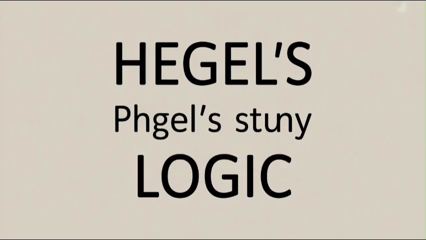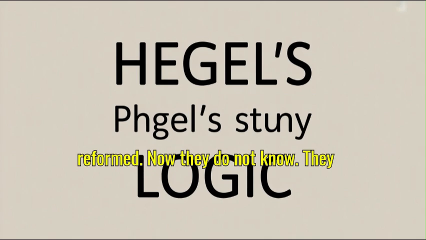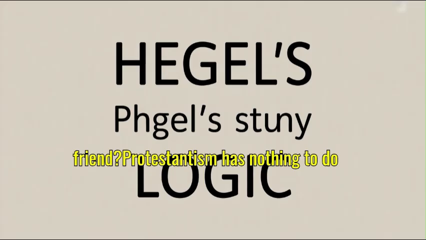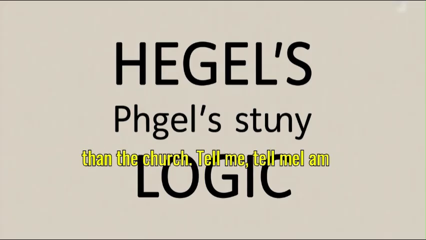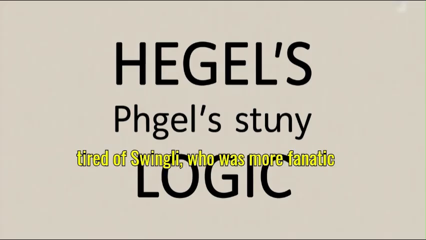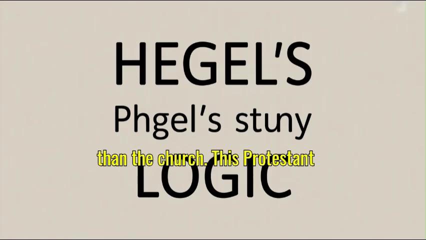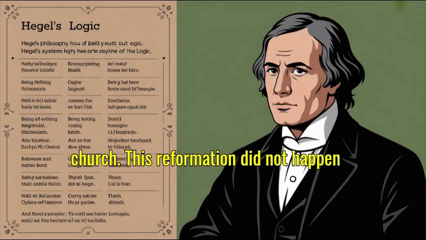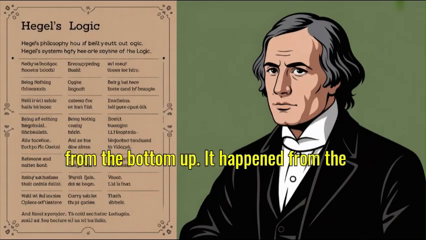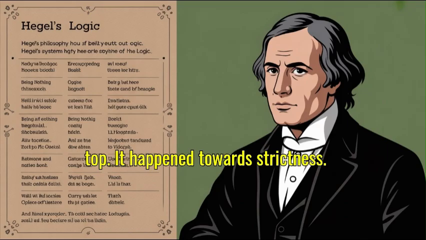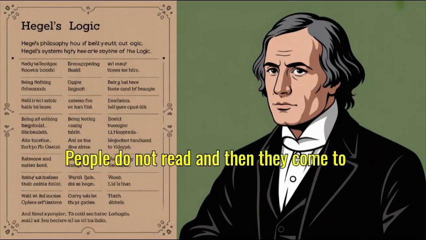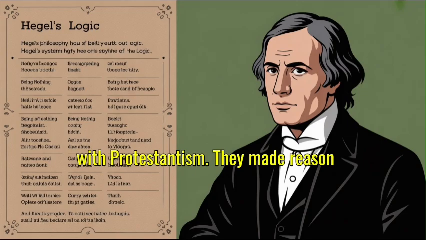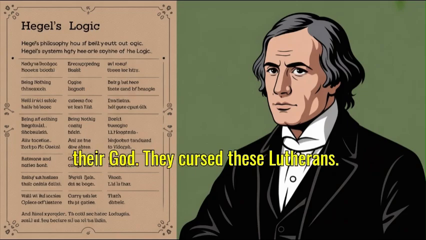Religions are not reformed. Many people think that Christianity was reformed. Now they do not know. They think that, friend, what should I say, friend? Protestantism has nothing to do with religion. Luther was more fanatic than the church. Tell me. I am tired of Zwingli, who was more fanatic than the church. This Protestant religion, which came in the beginning, was more fanatic than the Catholic Church. This Reformation did not happen from the bottom up. It happened from the top. It happened towards strictness. People do not read, and then they come to debate. Reformation is not a religion. Reformation has nothing to do with Protestantism. They made reason their God. They cursed these Lutherans.